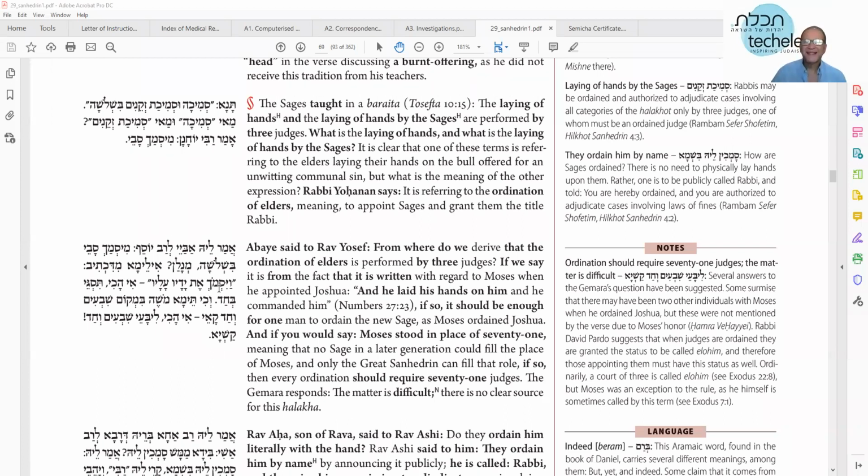Vayismoch is in the singular, and he leaned et yadav, his hands. If it was plural, what would it say? If there were 3 of them, what would it say? It would say vayismachu et yedehem. They leaned their hands. That's not what it says.